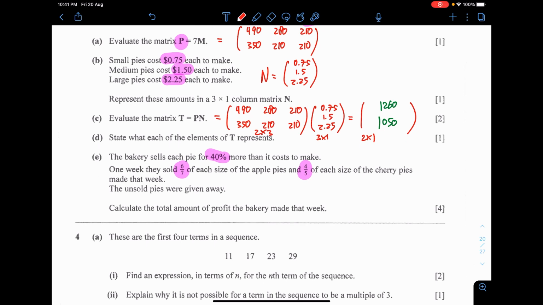Also remember that what we want is the total amount of the profit by the end of the calculation. Meaning to say that my final answer should be just a single number, not a matrix. Must be a single number. My plan here is I will multiply a 1 times 2 matrix with a 2 times 1 matrix. Why? Because they fix 2 and 2 here, right? Which means that I'm going to be left with a 1 times 1 matrix, which is a single number. The 2 times 1 matrix can be our 1260 and 1050. And then the 1 times 2 matrix, 1 row and 2 columns, can be our fractions, 6/7 and then 4/5.